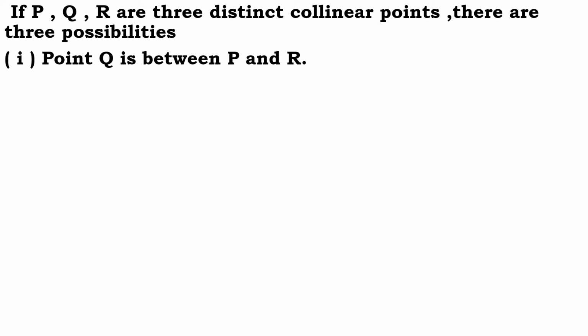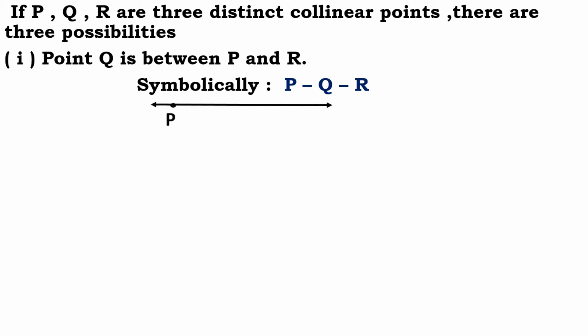The first one is that point Q is between P and R. Symbolically, we can write this as P dash Q dash R. When I say P dash Q dash R, it means all the 3 points are collinear. It means they fall on the same line, and Q is between P and R. That means the position of Q is fixed. It is between P and R.